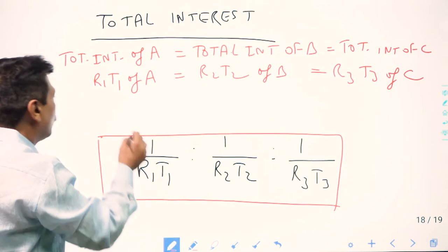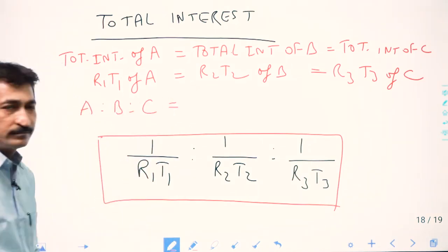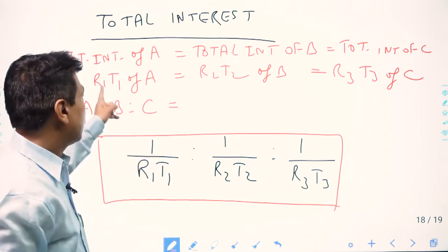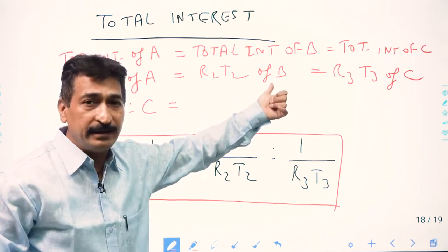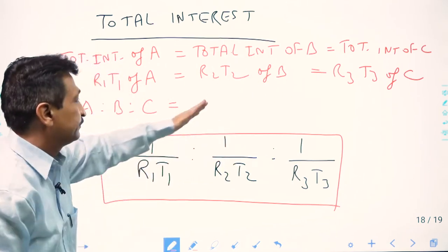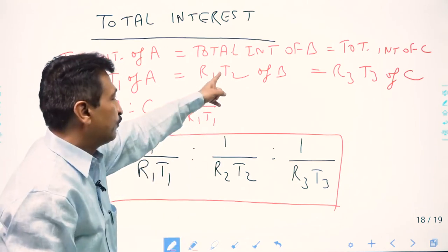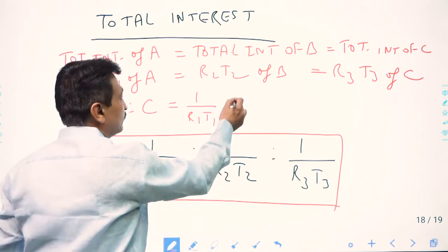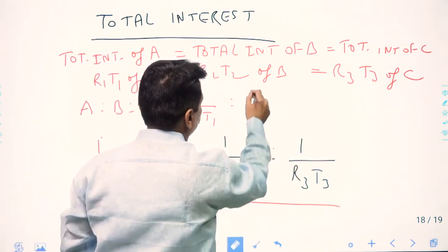And when I want to know A is to B is to C, how do you calculate? When you want to know A, R1 T1 goes to the other side. It is multiplying here, when it comes here it gets divided, 1 upon. So 1 upon R1 T1. When R2 T2 comes here, B is equal to 1 upon R2 T2. So this is a ratio, 1 upon R2 T2.